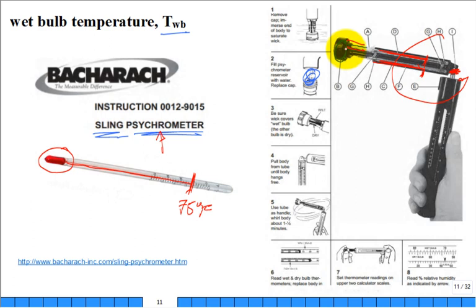All right. So when you're slinging it around, what's going to happen? The moisture, it's like wearing a wet t-shirt in front of a fan, right? The fan's blowing on your wet t-shirt. You're going to feel the cooling effect. You're going to feel that evaporation. It'll drop the temperature on that bulb that has that sock, that's wet bulb.